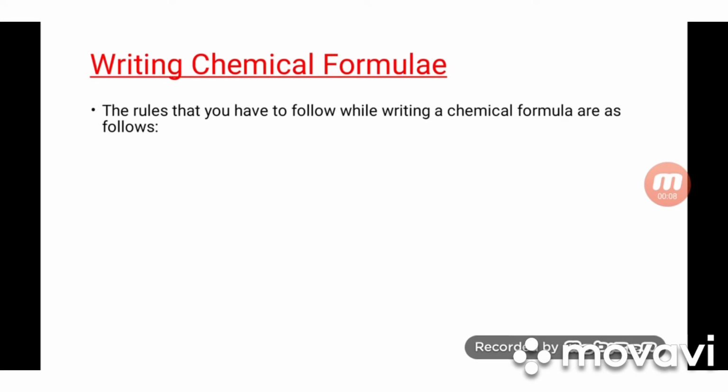Writing chemical formula. In our previous videos, we discussed a little bit about writing chemical formulas. Today, we shall be discussing in detail how to write chemical formulae. The rules that you have to follow while writing a chemical formula are as follows. The valencies or charges on the ions must balance. It is very important that the charges and valencies must be balanced.